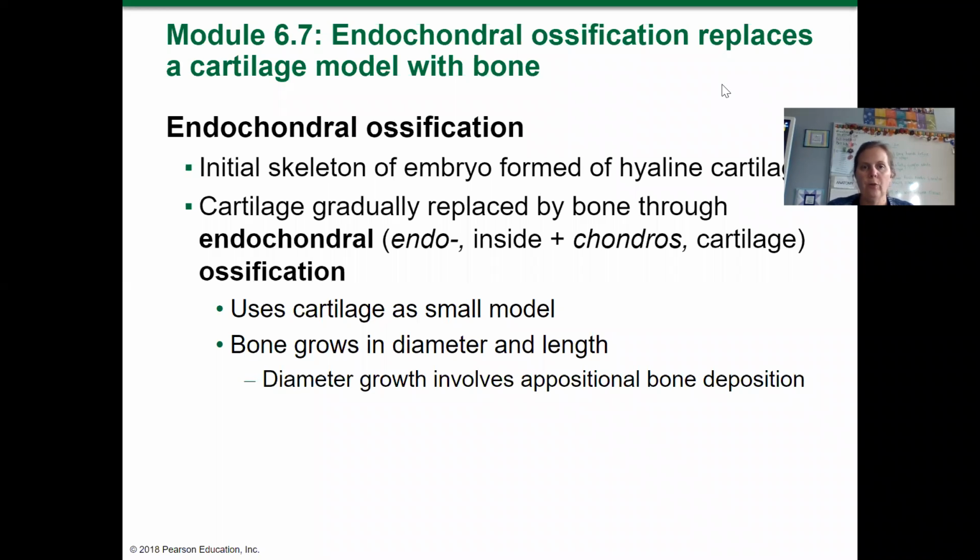Welcome back. This is part 3 of chapter 6. It starts on page 220, and this section is going to be all about growth and the types of growth that we see. It's going to start with appositional growth, bone growth where you are increasing the diameter of a bone, and this happens to maintain your bone all throughout your life.